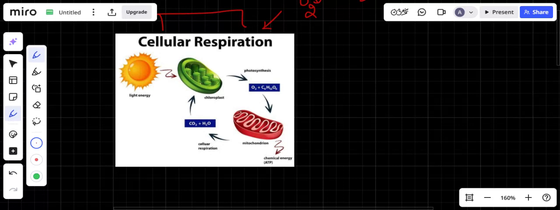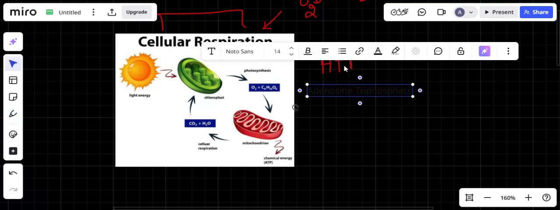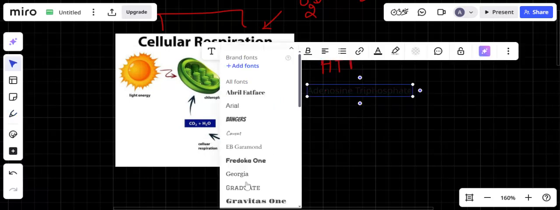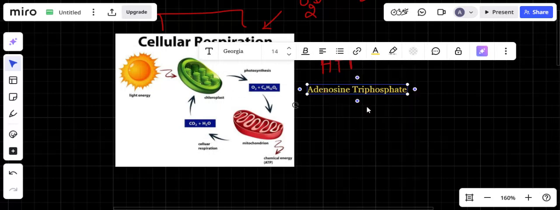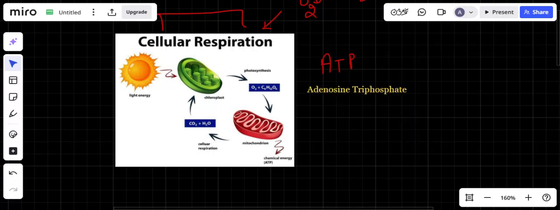Now, why is this topic important? Because without energy, no life process is possible, and energy in our body is stored and used in the form of ATP. Absolutely right. ATP is adenosine triphosphate, or we can say this is the energy molecule.